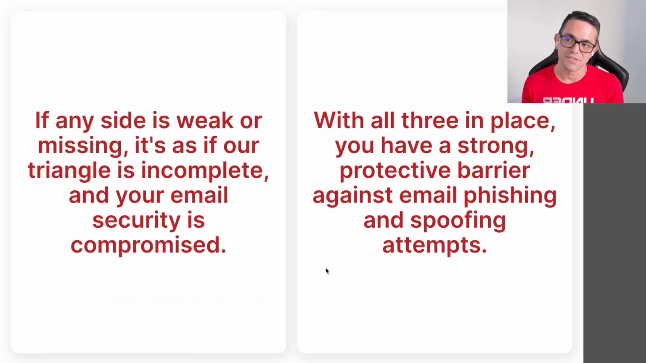So if any side of the triangle is weak or missing, it is as if our triangle is incomplete and your email security is compromised. With all three in place, you have a strong protective barrier against email phishing and spoofing attempts.